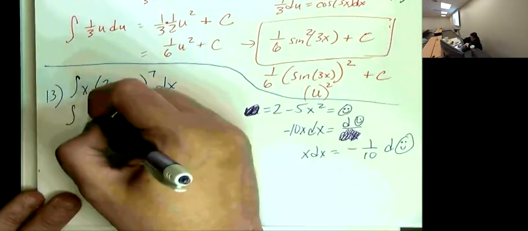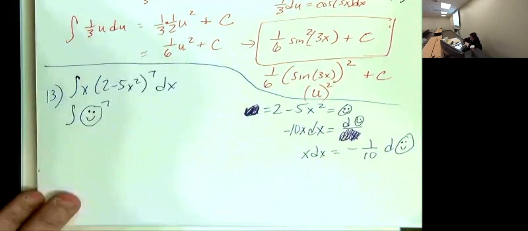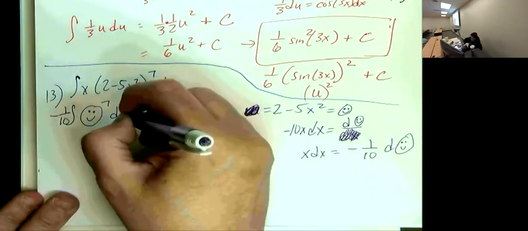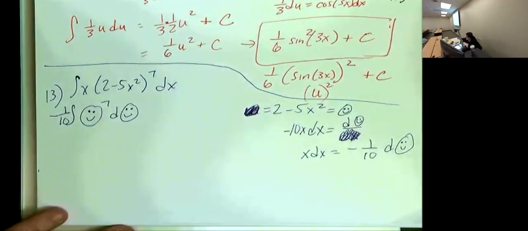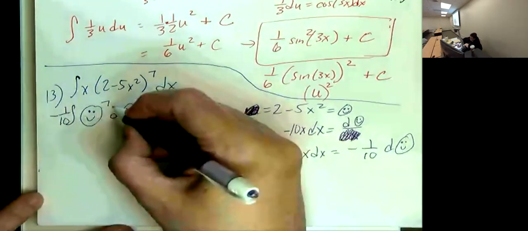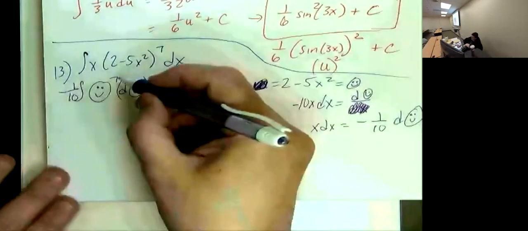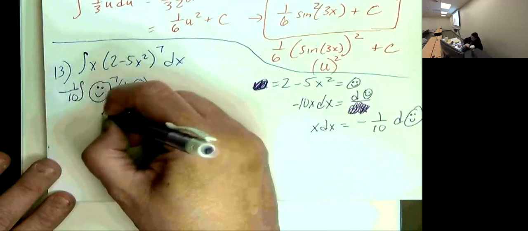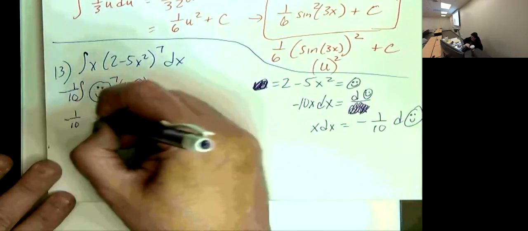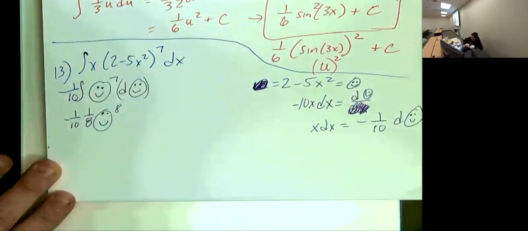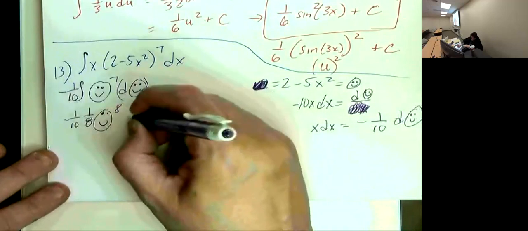So I have the integral of smiley face to the 7th power. And I can put the negative 1/10 outside and then d smiley face. So smiley face is our variable. We integrate the smiley face. We go up a power. We have the negative 1/10 outside. We go up the power to 8 and then divide by the power. So 1/8 out front. And plus c.